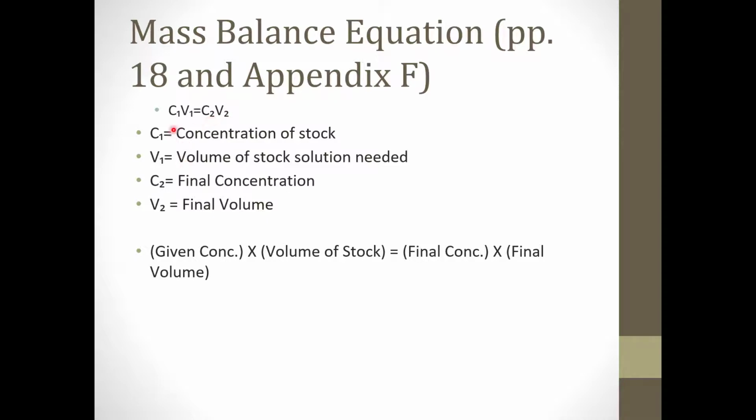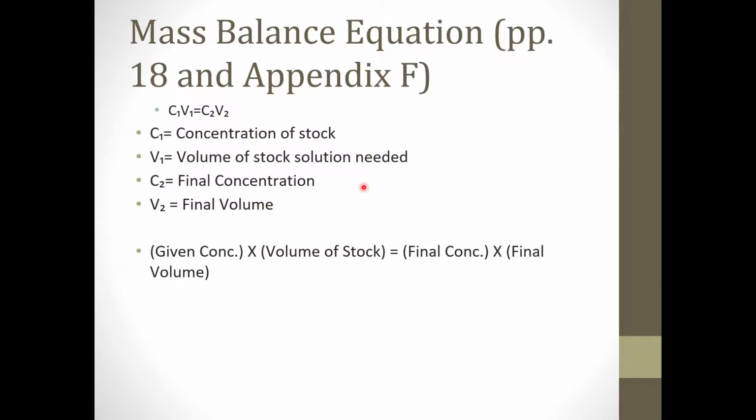So the concentration of the stock solution times how much volume you need to make your dilution, which I'll explain more in a minute, equals C2 times V2. So basically you'll hear me say C1 times V1 equals C2 times V2. I just want you to see what those words mean here, and you can see it written out down here.